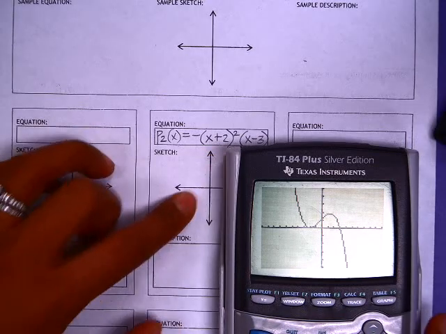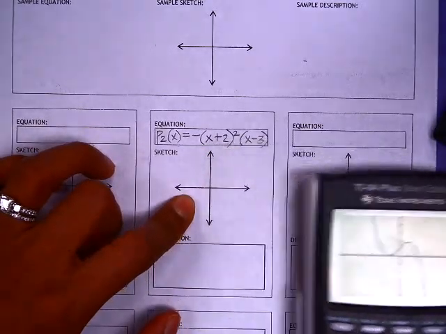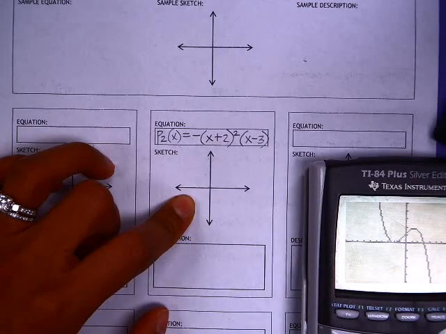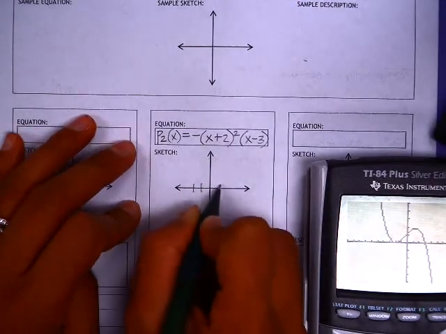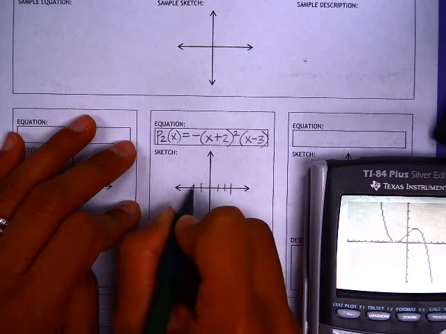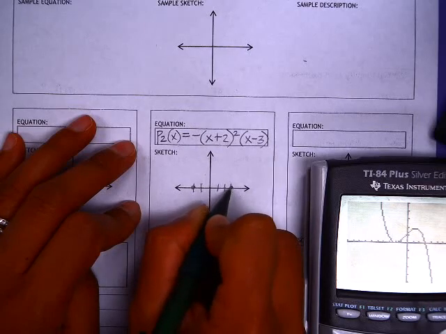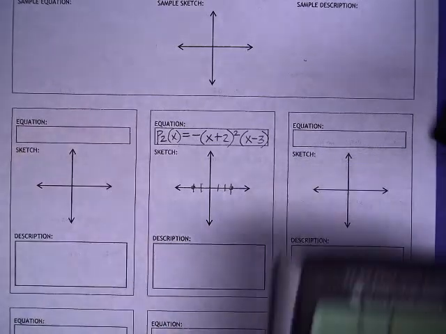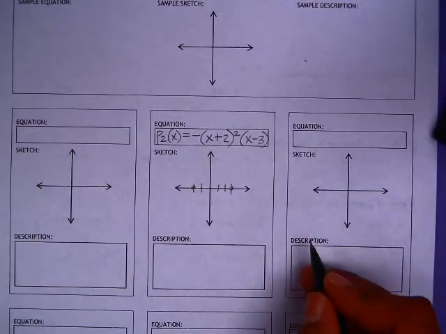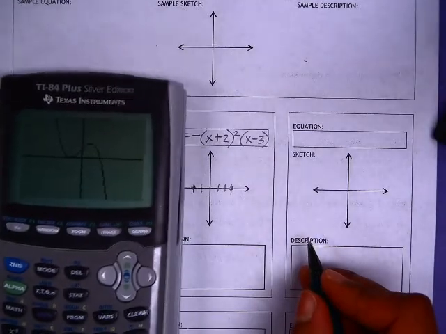And sketching this graph, it goes through x equal to negative 2 and positive 3. Those are our x-intercepts. So let me just sketch what we see on the calculator.